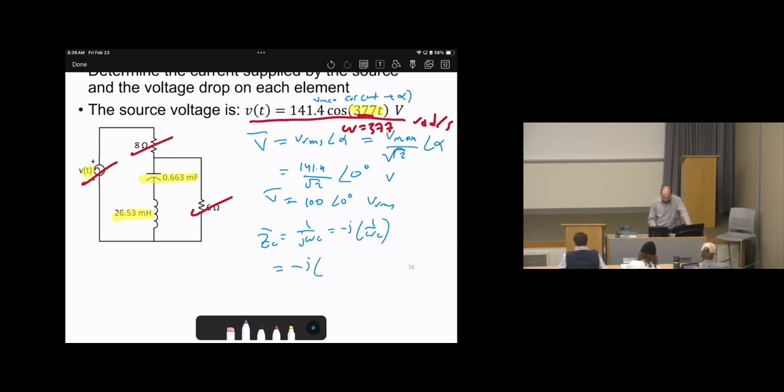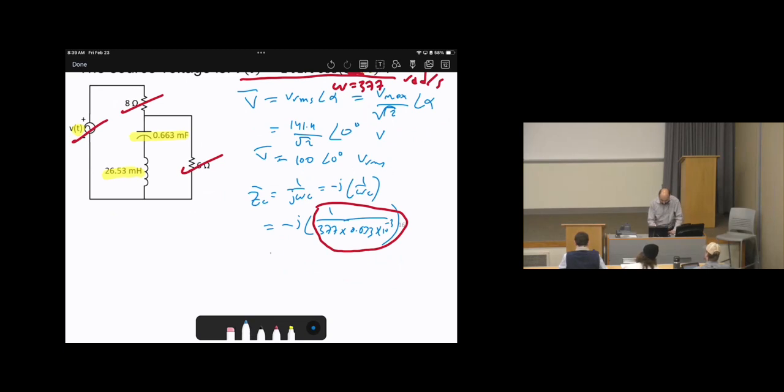So 1 over 377 times C, which is times 0.633 times 10 to the power negative 3. What you need to do is put only this in the calculator. Don't put negative j. Put this in the calculator, so the answer will be 4. Then it will be negative j4, and the unit is ohms.